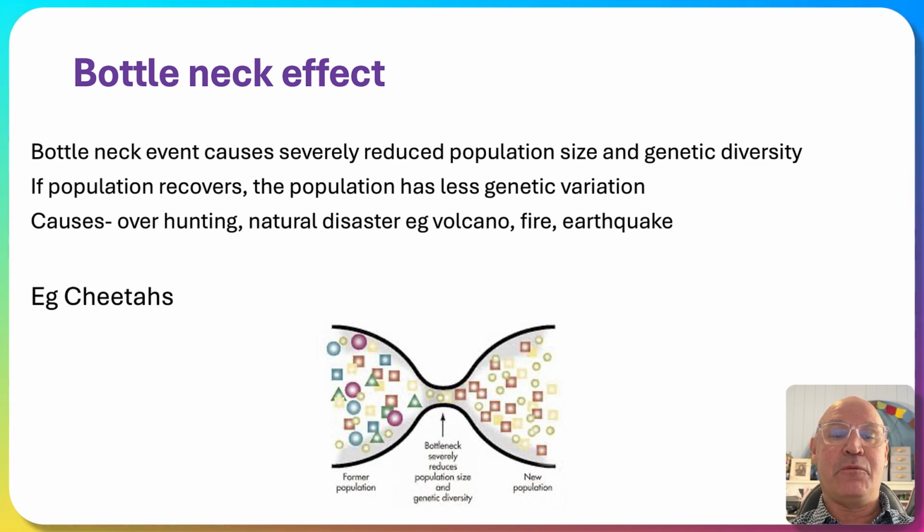So bottleneck is where we have some sort of event that greatly reduces the population size and therefore the genetic diversity. For example, a hunting of a species can greatly reduce the population and therefore greatly reduce the gene pool. So as the population increases again, if it recovers and increases, well, it's recovering from that low gene pool. So there's less variation and they're more susceptible to changes in the environment. Overhunting, natural disasters such as volcanoes, fires and earthquakes, all of these can greatly reduce a species population and therefore greatly reduce the gene pool.